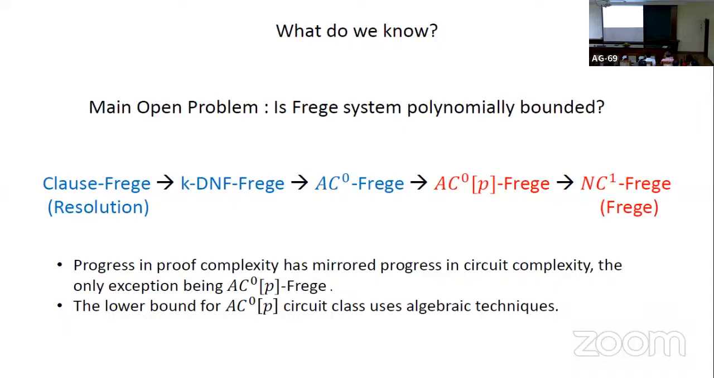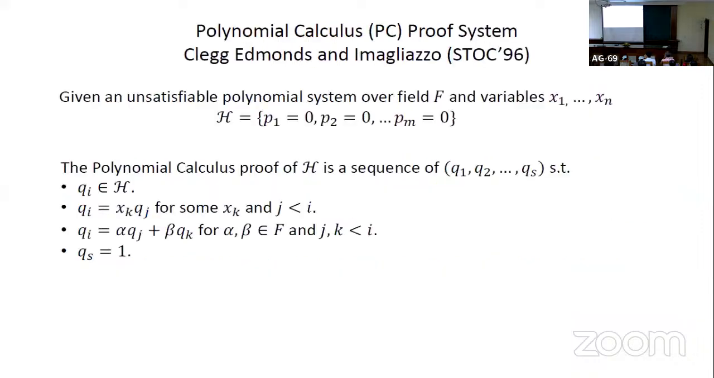And generally, the progress in proof complexity has mirrored progress in circuit complexity. The only exception is this AC0[p] Frege. Because the lower bounds in the circuit world for the AC0[p] class go through algebraic techniques, and we don't know how to make those algebraic techniques work in proof complexity. So that's why we are stuck at this AC0[p] Frege class. And because of this motivation of proving lower bounds for AC0[p] Frege, Clegg, Edmonds and Impagliazzo introduced an algebraic proof system, which is known as the Polynomial Calculus proof system.